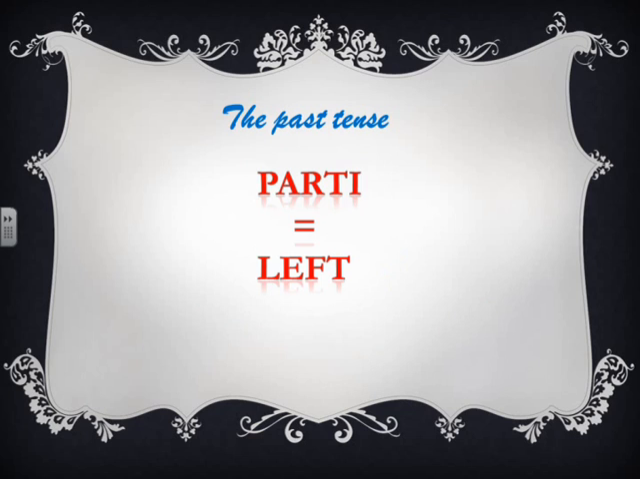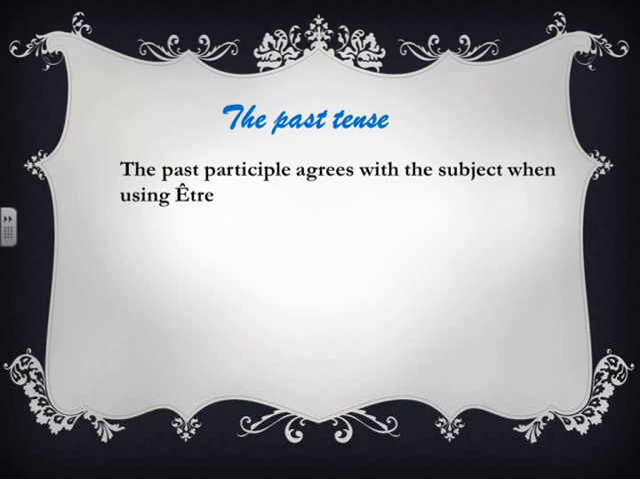Parti is left. And what you need to know also is that the past participle agrees with the subject when using être. What does it mean? It means that if the subject is masculine plural, you will add an S to the past participle. If it's feminine, you will add, obviously, an E. And if it's feminine plural, you combine both of them and you add an E and an S.